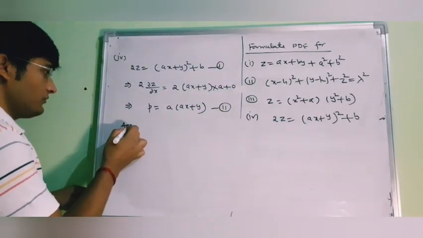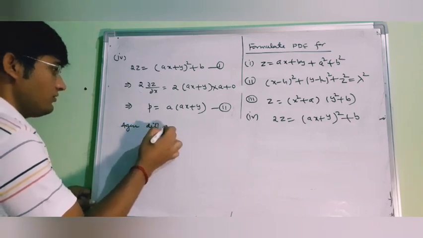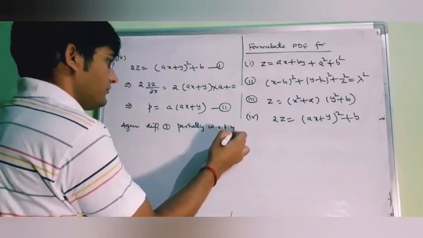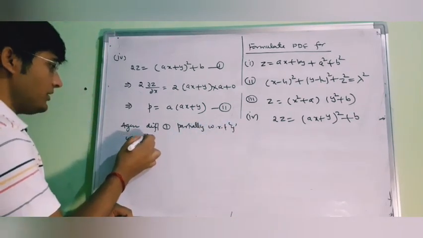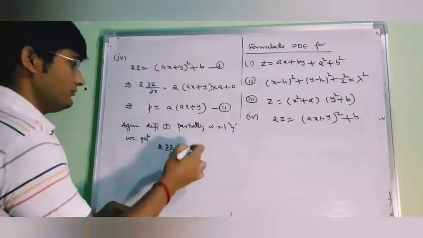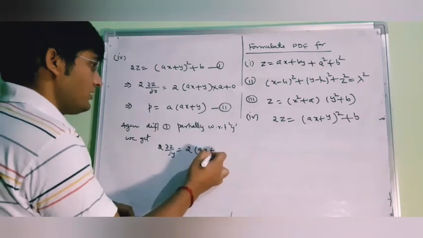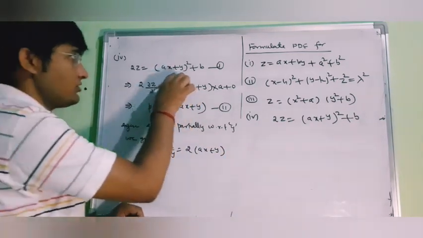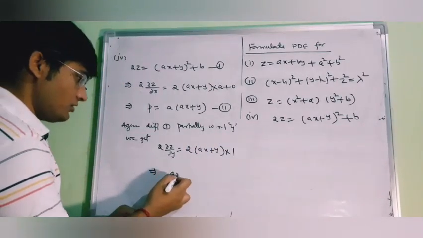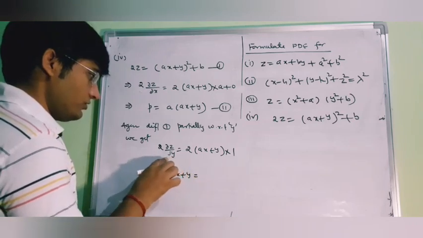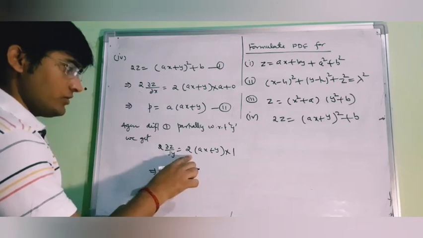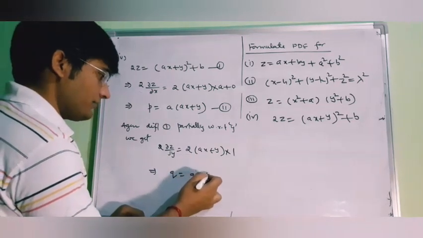Again differentiating 1 partially with respect to y, we get 2 del z upon del y equal to 2 times (ax plus y), and then the partial differentiation of ax plus y with respect to y will be 1. So you can say that q equal to, the 2 and 2 cancel, ax plus y.